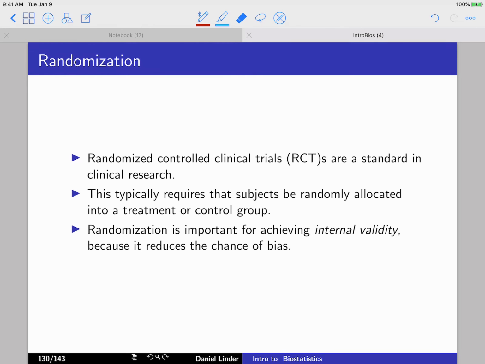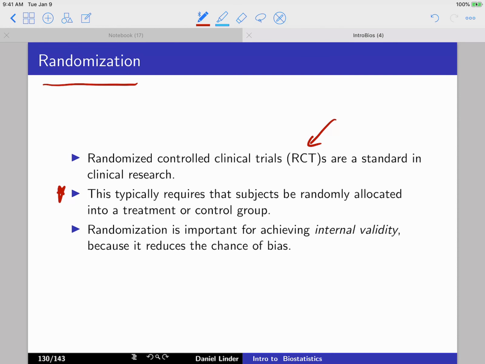Another important topic I want to talk about in this lecture is this so-called randomization. And randomization is a critical component of what's called a randomized control trial. So RCTs is how I've abbreviated it here, and RCTs are a standard in clinical research. So they're really one of the most important types of evidence in order to make conclusions about things. Okay, and randomization, or RCTs, typically requires that subjects are randomly allocated into a treatment or control group.